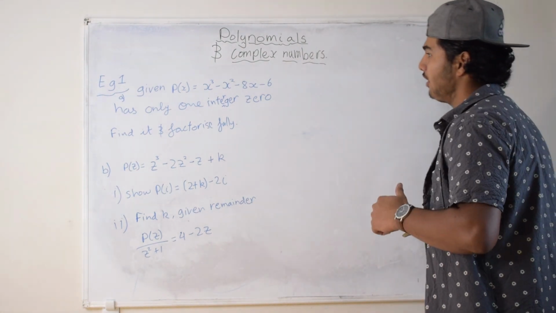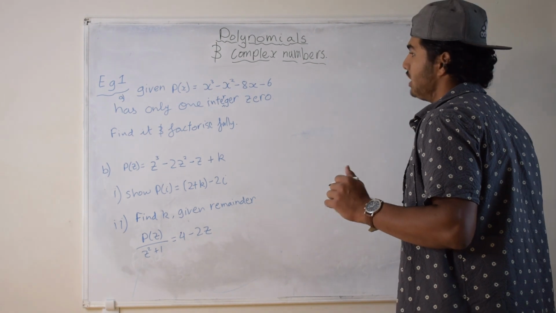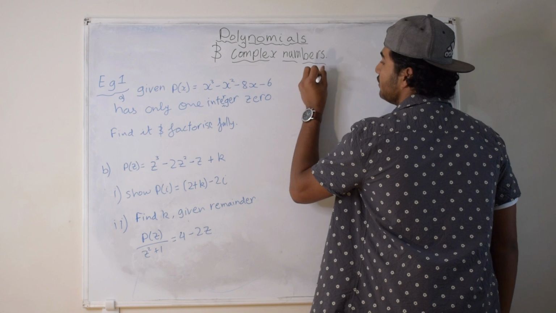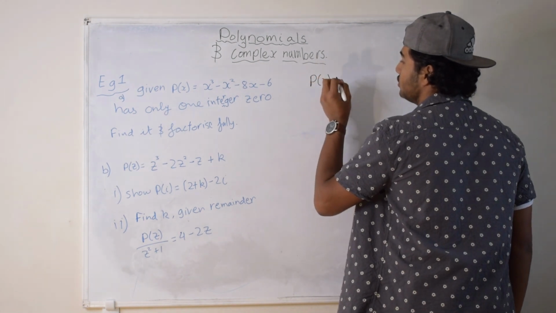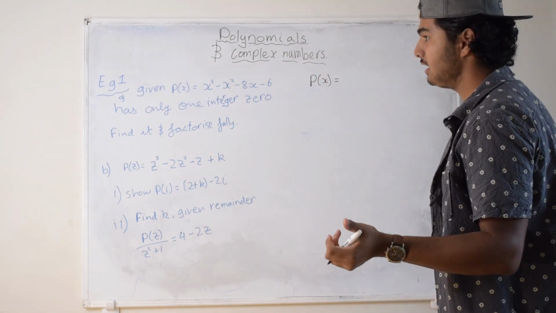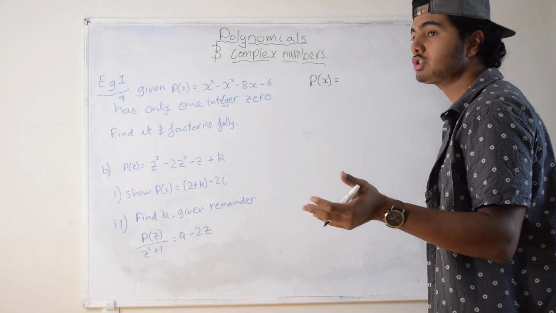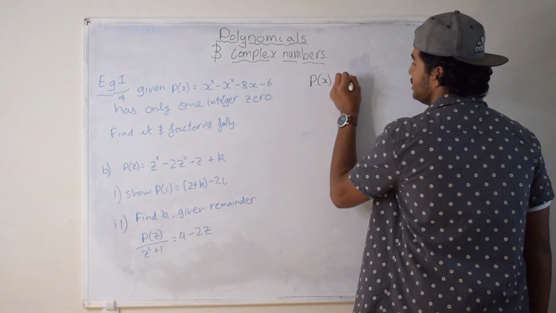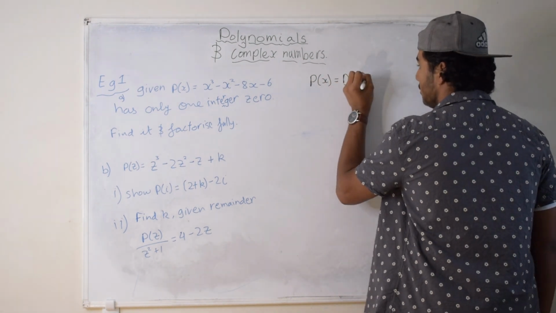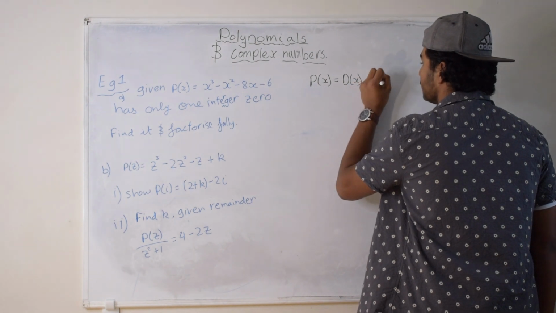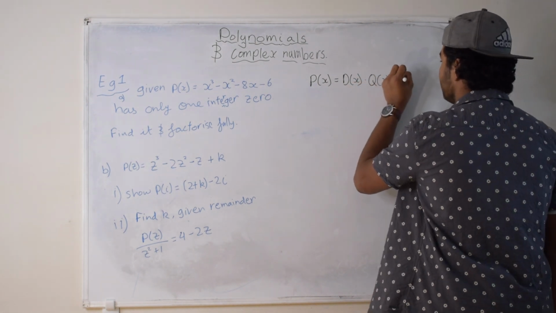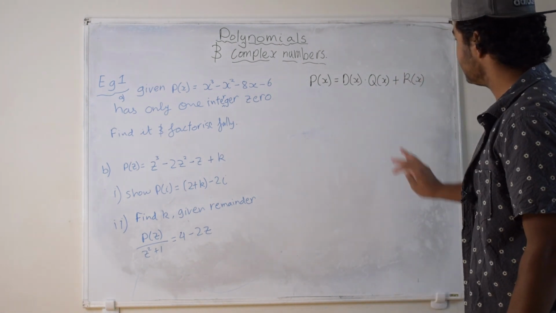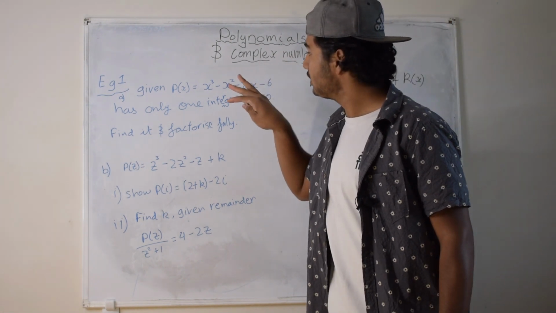Without starting anything first, we need to understand the generic equation of a polynomial. In a polynomial there's a divisor, a quotient and a remainder. So we can rewrite this as p of x equals d of x, the divisor, multiplied by q of x, the quotient, plus r of x, which is the remainder. So keeping this in mind, let's start with a.